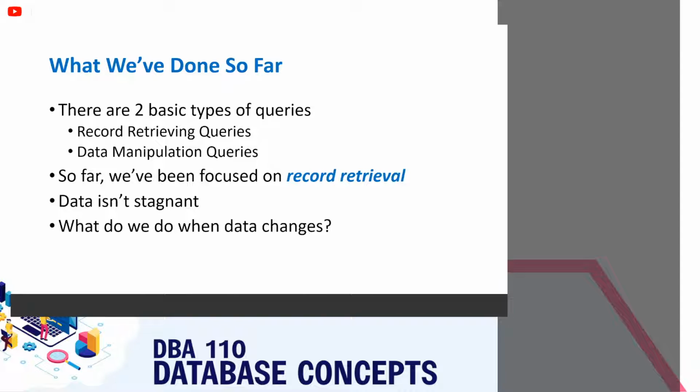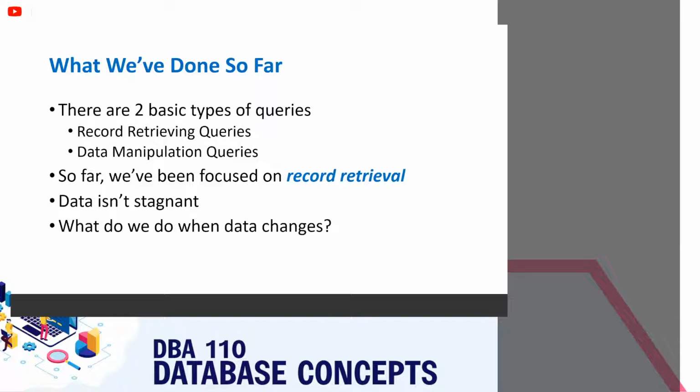Because data isn't forever. Data does change, and we want to make sure that we have that flexibility, and that any applications that we're writing or any records that we're using to retrieve our data are as flexible as the data that we are retrieving. So what exactly do we do when data changes?